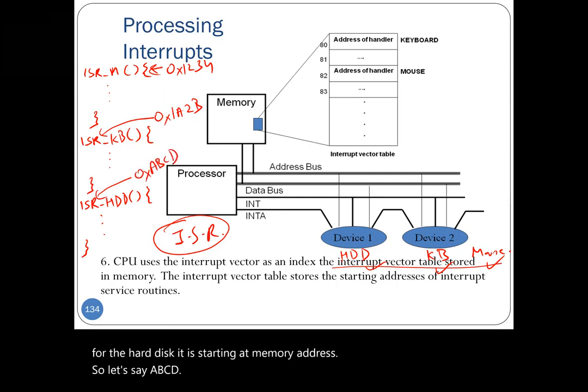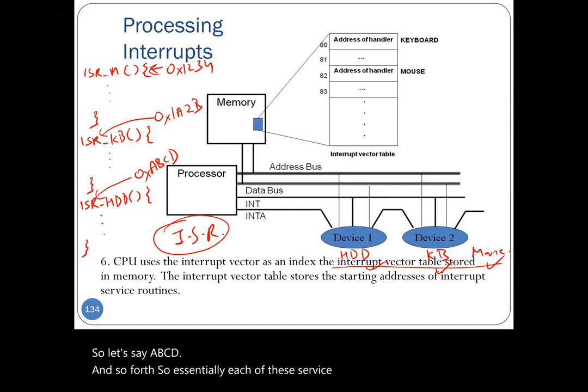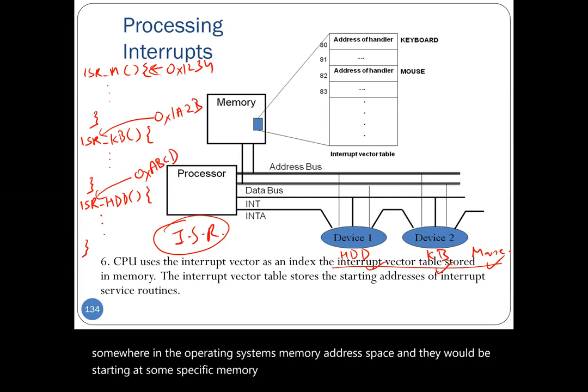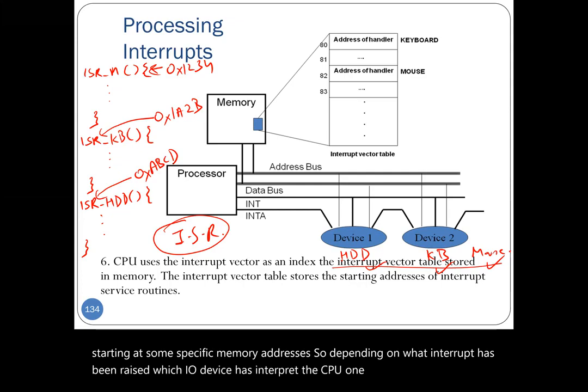So essentially, each of these service routines would be located somewhere in the operating system's memory address space, and they would be starting at some specific memory addresses. So depending on what interrupt has been raised, which IO device has interrupted the CPU, one of these suitable interrupt service routines needs to be called and executed by the CPU.